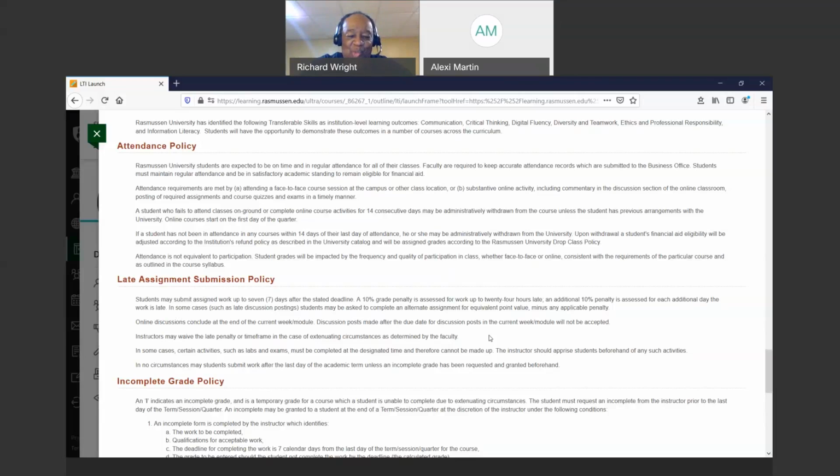So now, when we talk about this next thing, I read it. It says, instructors may waive the late penalty or time frame in the case of extenuating circumstances as determined by the faculty. It starts out with telling you who is in charge. That's me. And it tells you at the end who is in charge. The faculty. That's not the faculty committee. That's not the dean. That's not your advisors. It's not even the president of the school. It is me in this class.